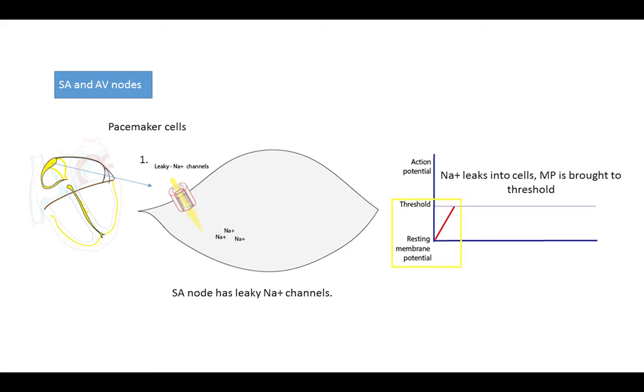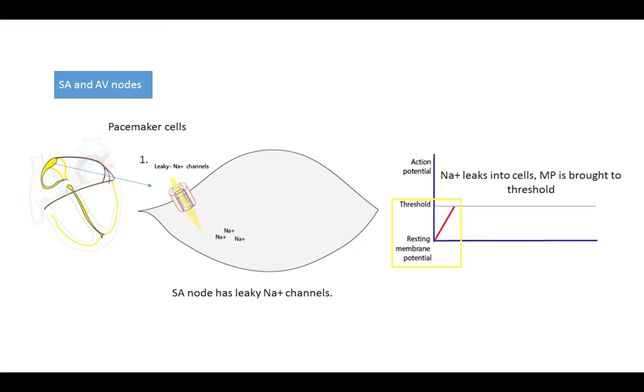So leaky sodium-gated channels located on the cell membranes allow the sodium to leak into the cell, changing the membrane potential. The membrane potential, remember, is the difference between the sum of the outside ion concentration electrical charges compared to those on the inside of the cell. So the leaky sodium channels allow the membrane potential to reach the threshold. Now, leaky sodium channels are different than fast sodium-gated channels.